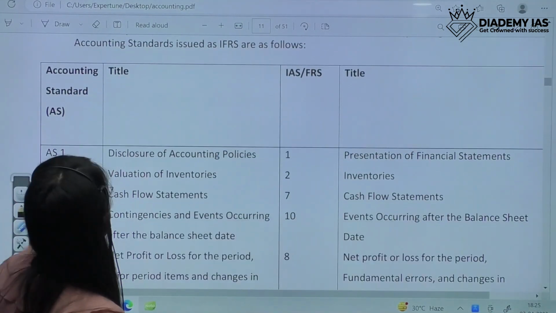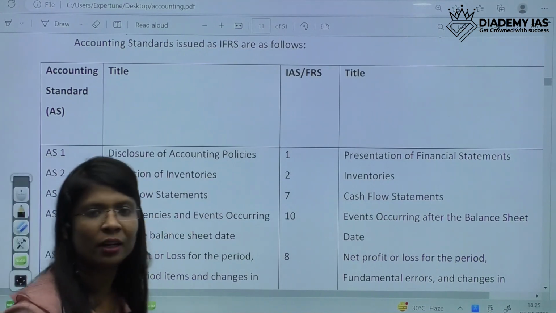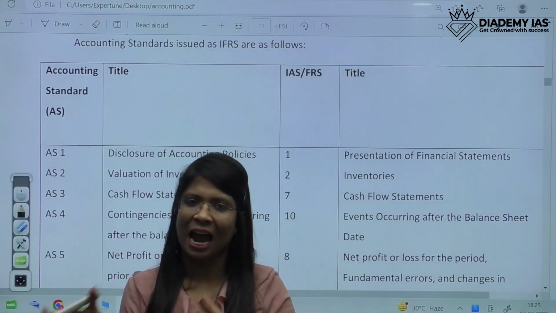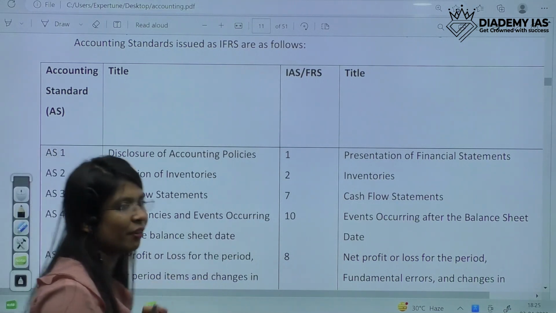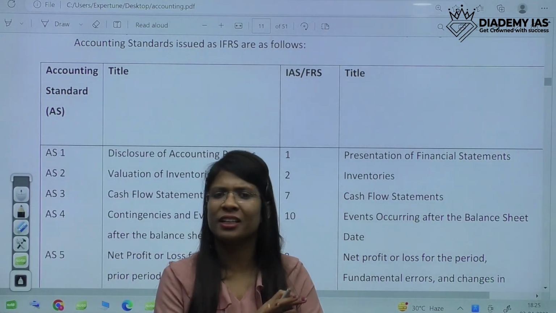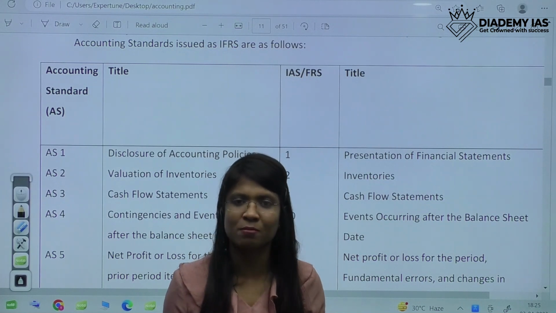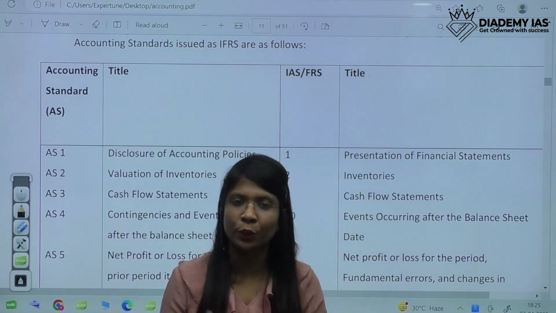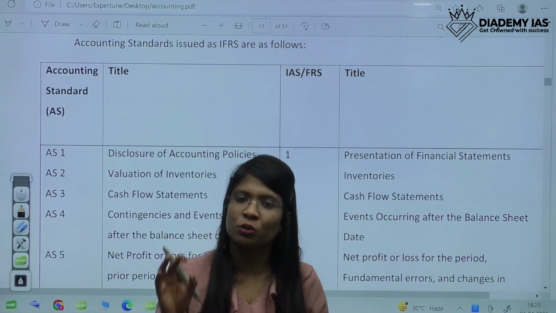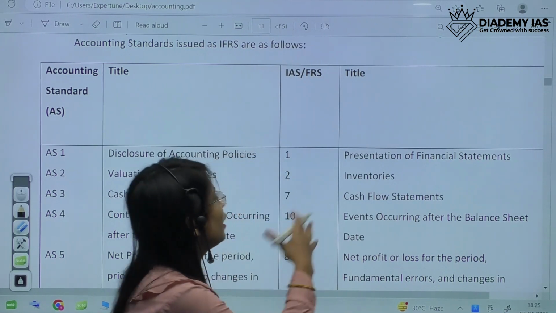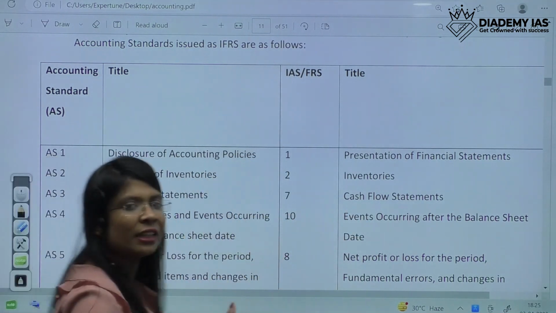For this, we have made a comparable chart of AS and IFRS. Please do remember each and every IFRS, the names. The details are not at all required in our exams. IFRS or Ind AS are very new, so they might ask the name, they might ask the number. So that is very, very important. If you remember comparably, then it's very easy.